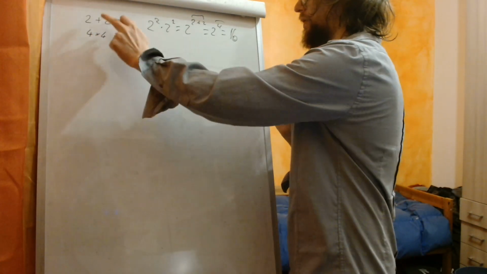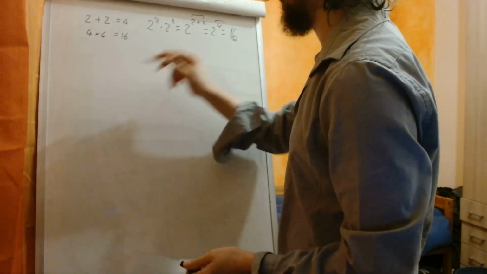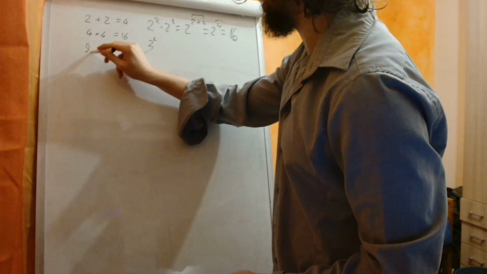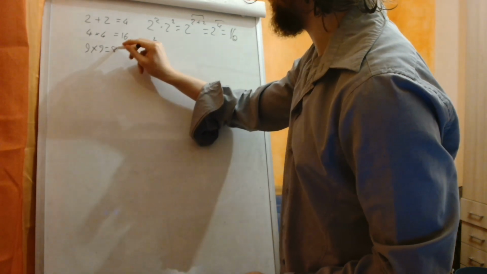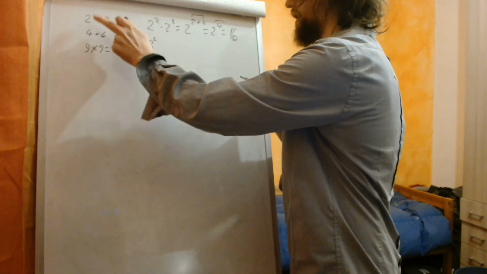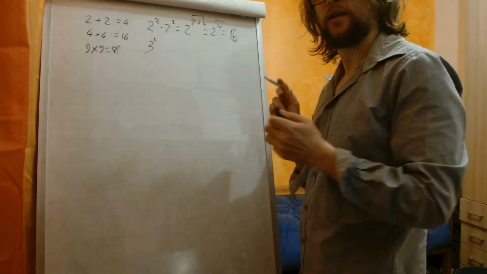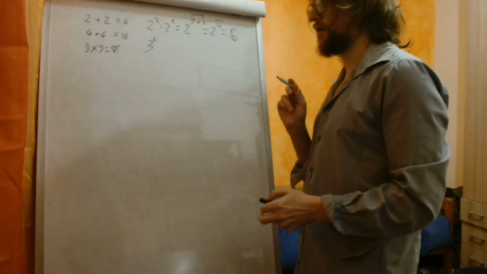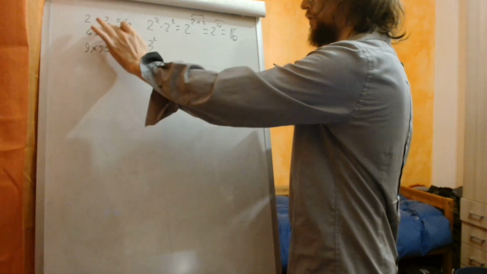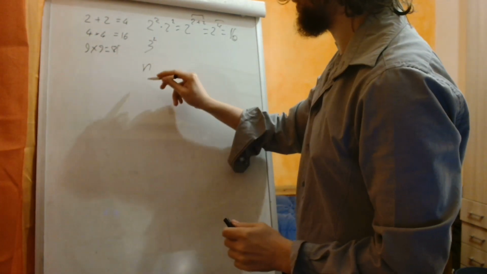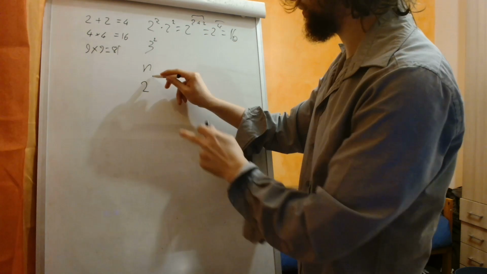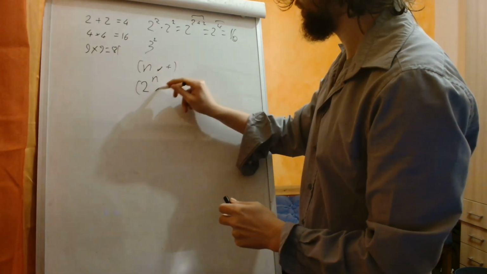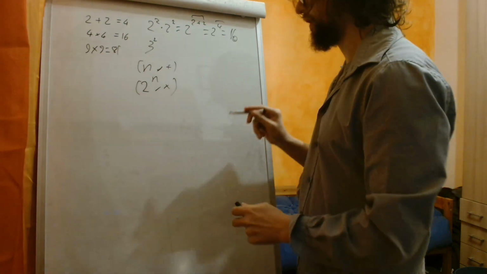So doing this is equivalent to doing this, and in general you can do it with any base. So if you choose base 3, you have 9 times 9 equals 81, which is equivalent again to this. We say that there is an isomorphism between the two operations and between the set of numbers n and the set of numbers 2 to the n, this set with the sum and this set with the multiplication.